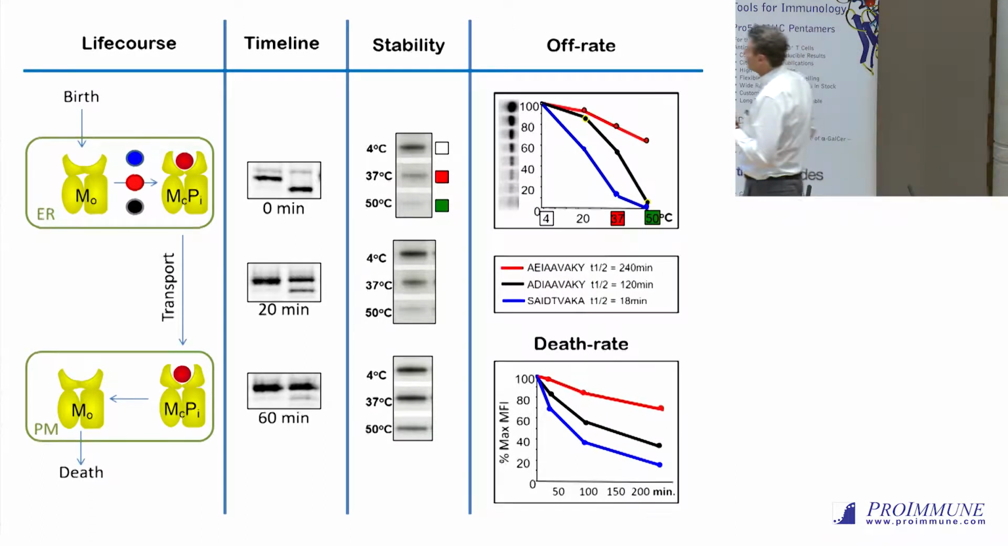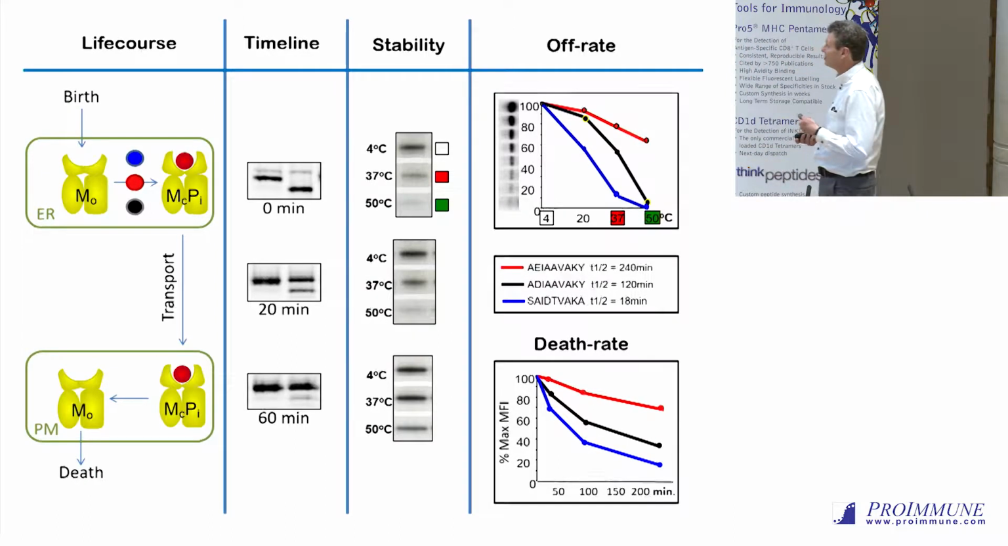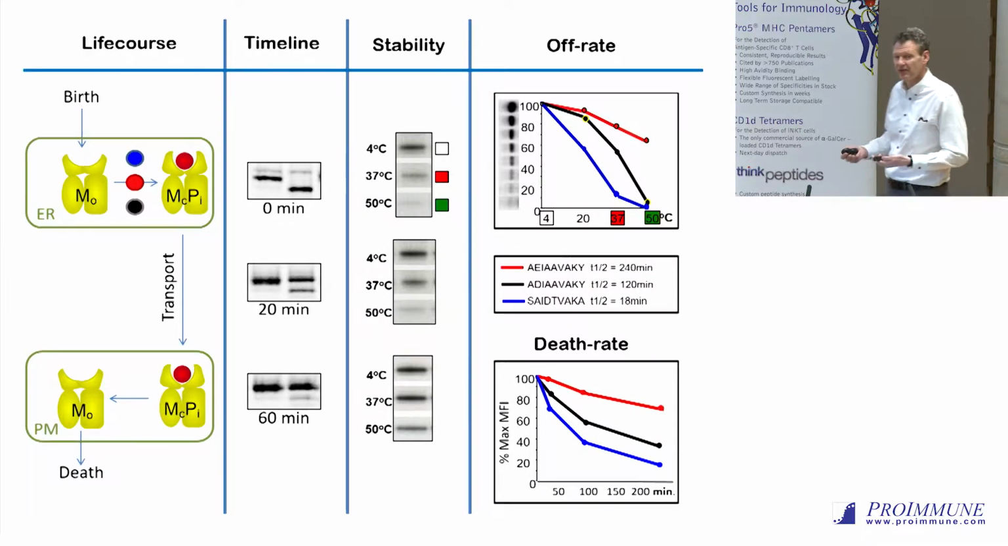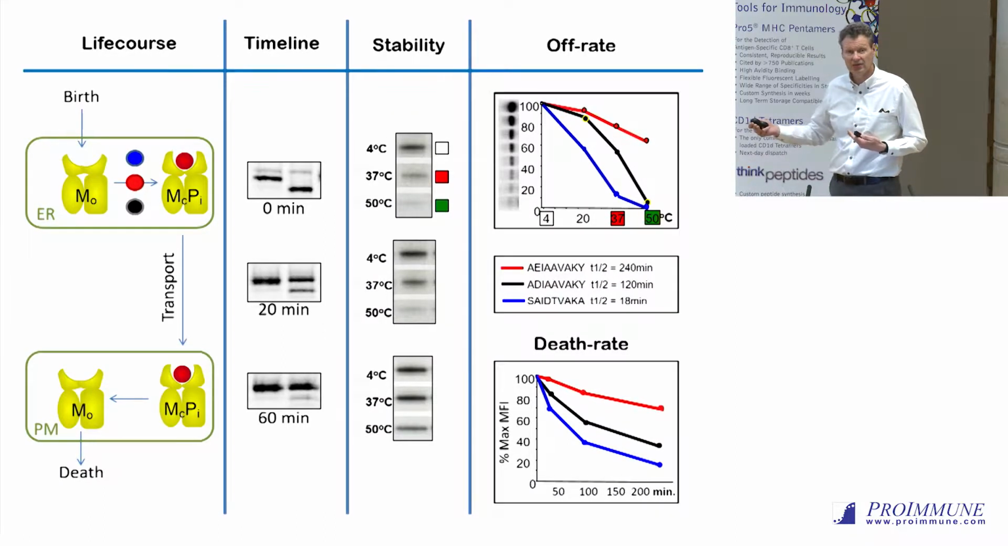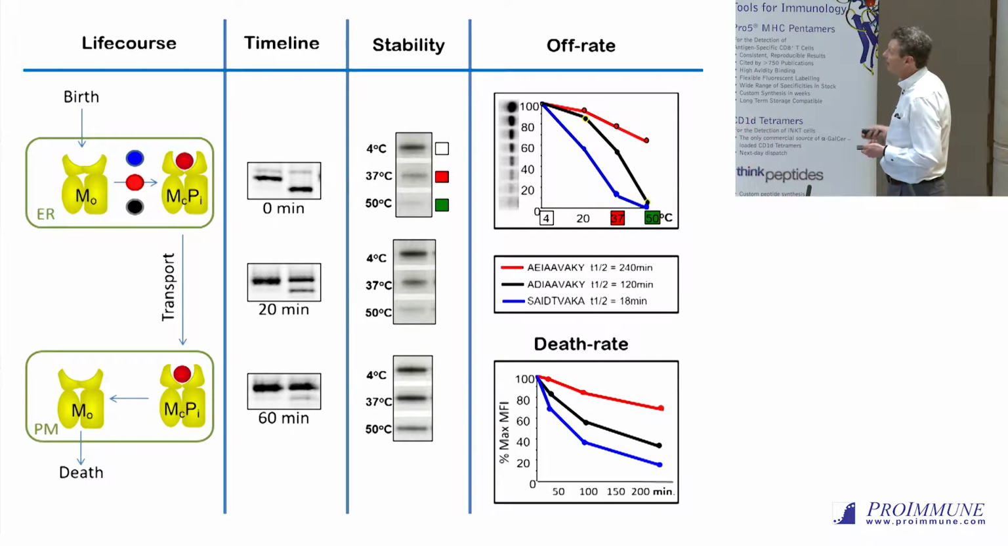At the cell surface, we can also measure the rate of turnover, so we can measure that process, which is a function of peptide dissociation. And we can measure that in a flow cytometric assay that I don't have time to go into. So the point I want to make is that you can actually parameterize MHC class 1 assembly and maturation in quite some detail.